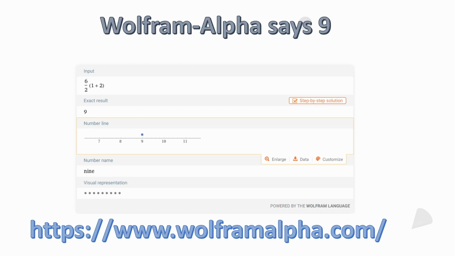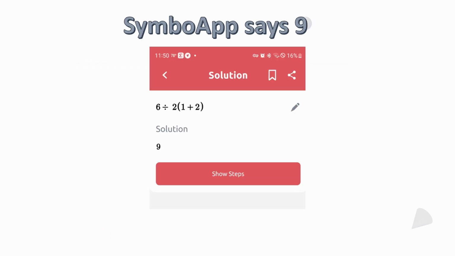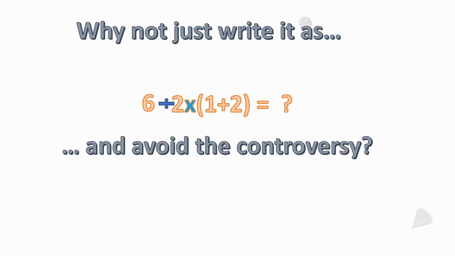Now, when I entered it in at Wolfram Alpha, it wants to make a fraction, 6 over 2 times 1 plus 2 in parentheses. It also gives me 9. I have a Symbolab app on my phone that can do these problems, and it's following just your standard order of operations and giving me 9. And so, one thing you could say is, why not just write it as 6 divided by 2 with a multiplication symbol and then 1 plus 2, to avoid the so-called controversy that's out there.